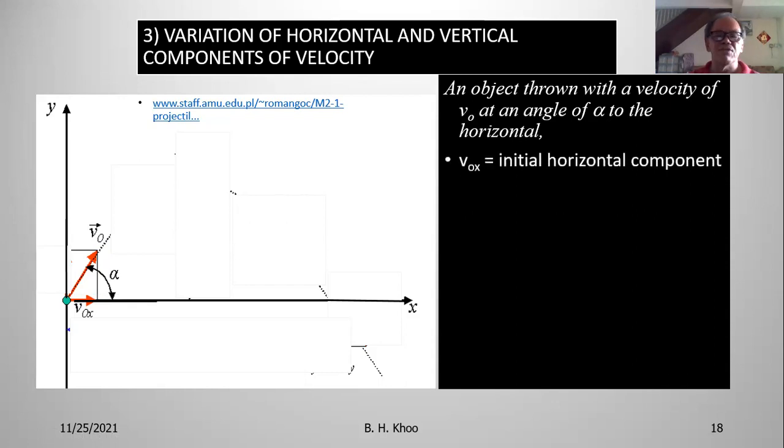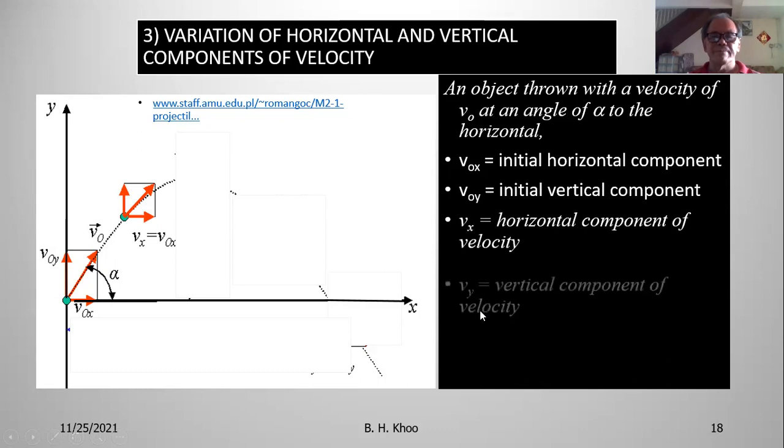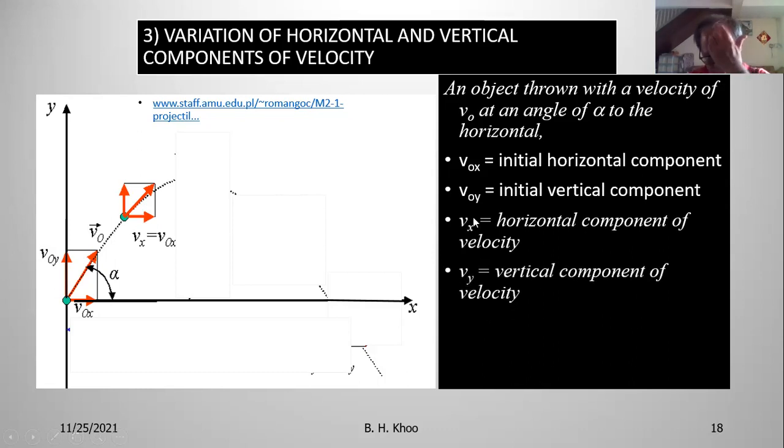So we resolve the velocity into V naught x. That means this is the initial horizontal component, or initial component in the x direction. And V naught y, the initial vertical component in the y direction. Then we can show where the velocity at any time we can resolve it into its components: Vx, horizontal component, and Vy, vertical component.